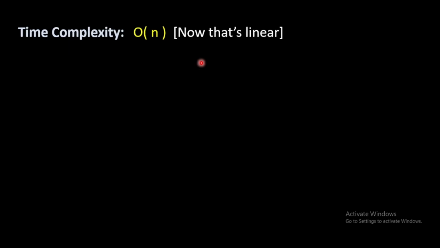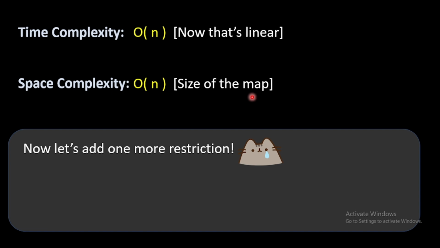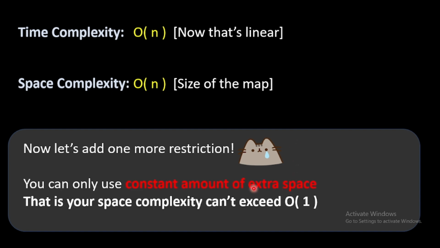So we will say that our space complexity here will be big O of n, that is the size of the map. Though we have solved the problem in linear time, it costs a huge amount of space. So what will happen if I tell you to solve this problem using only a constant amount of extra space? That is, your space complexity can take big O of 1.